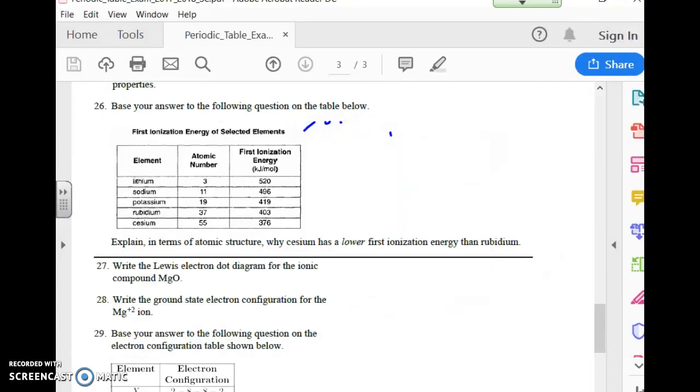Number 26, base your answer with this information. Why does cesium have a lower first ionization energy? You simply can say that the cesium has more shells than rubidium.